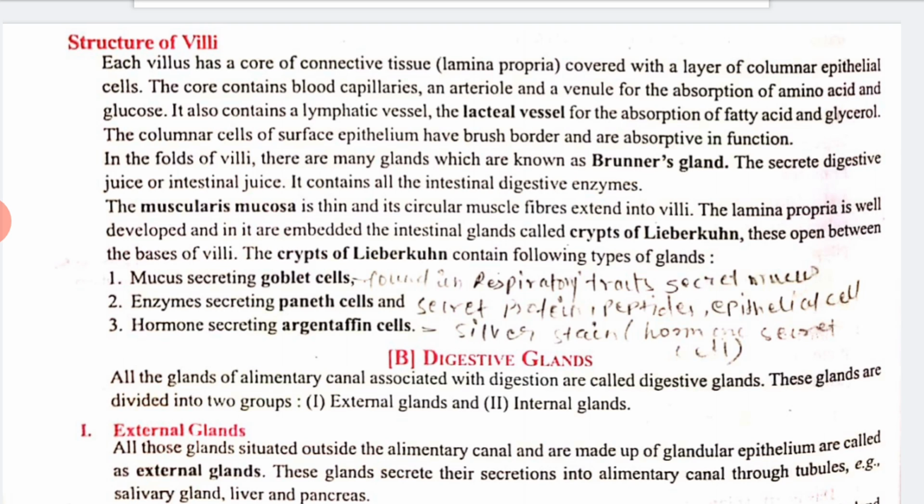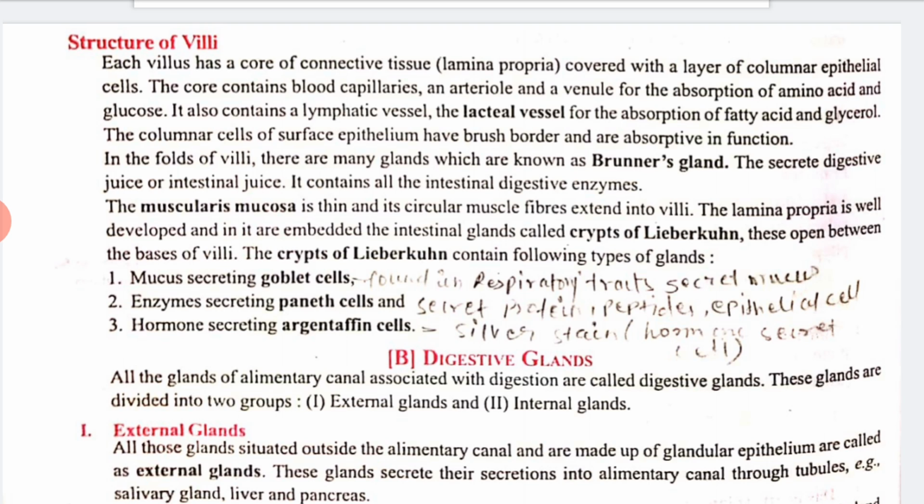In the folds of the villi there are many glands known as Brunner's glands. They secrete the digestive juice, or intestinal juice, and it contains all the intestinal digestive enzymes. The muscularis mucosae is thin, and its circular muscular fibers extend into the villi. Clear?